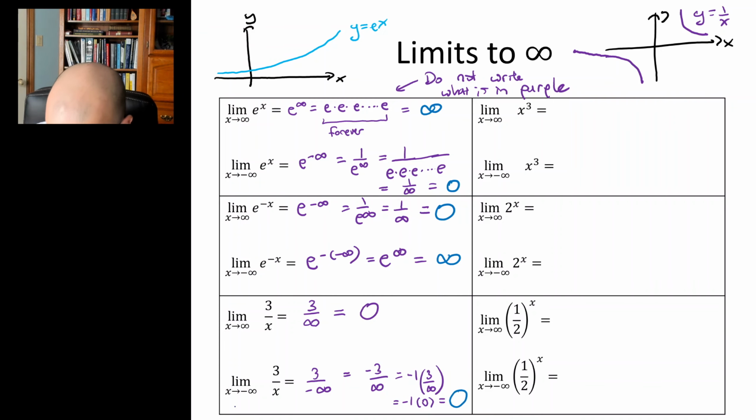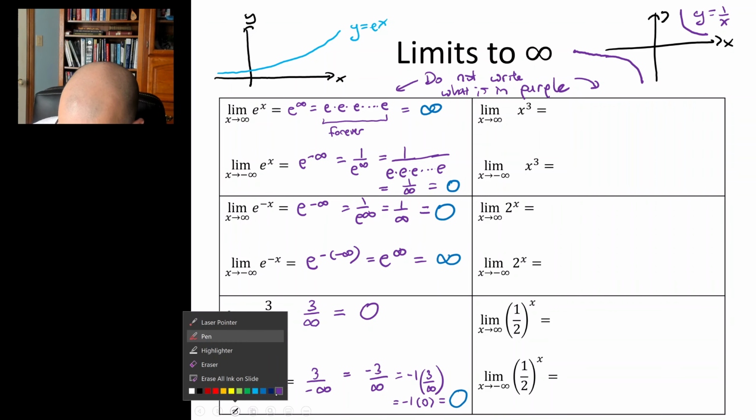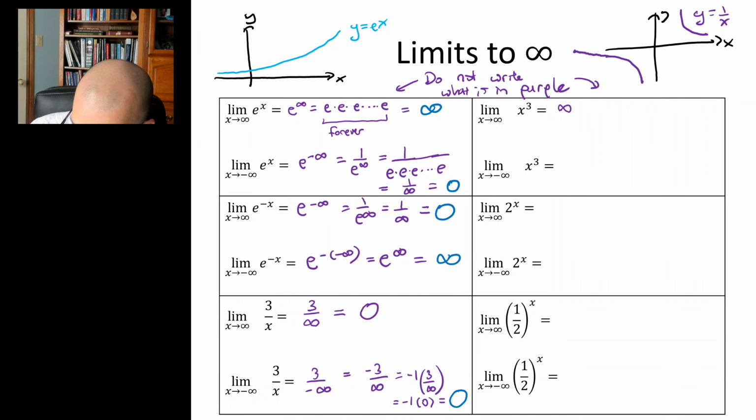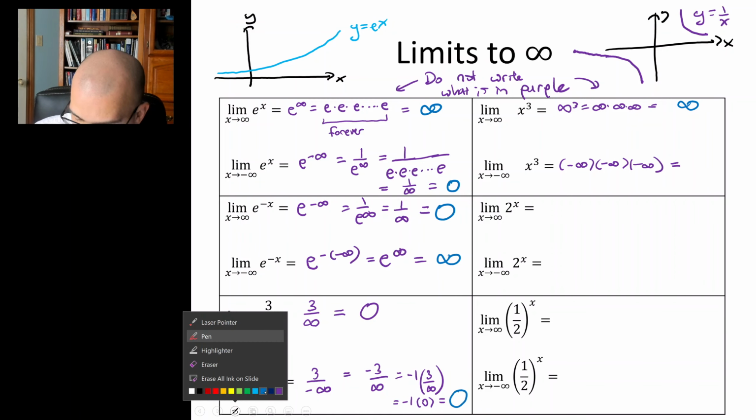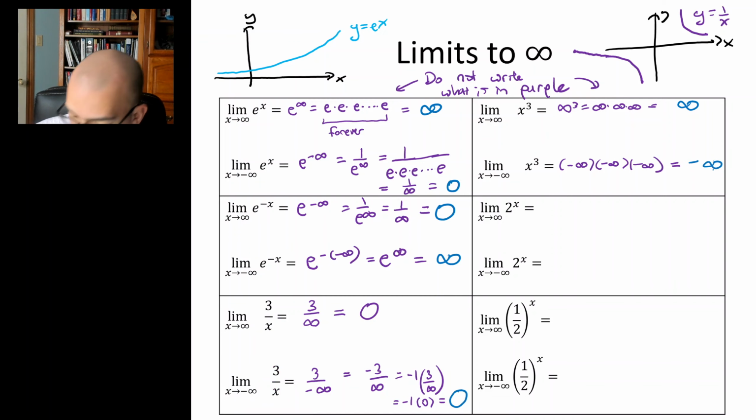X cubed, well, that's limit x approaches infinity, so it's going to be infinity cubed, which is infinity times infinity times infinity, which has to be infinity. How about negative infinity cubed? So that's negative infinity times negative infinity times negative infinity. We have 3 negatives, so negative times negative times negative, so it'll be an overall negative infinity.